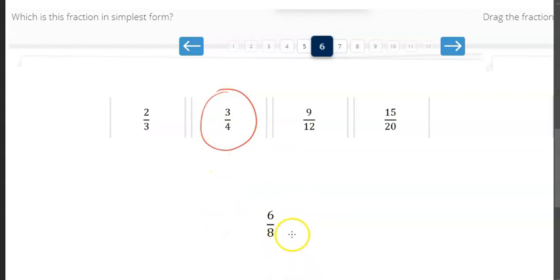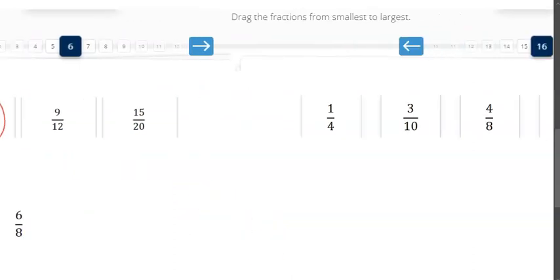Just 6/8 can be written as 3/4. There's no other way when we simplify it that it can be written. This is the simplest form because you can't simplify 3/4 into another form of a fraction. So 3/4 is the simplest form.